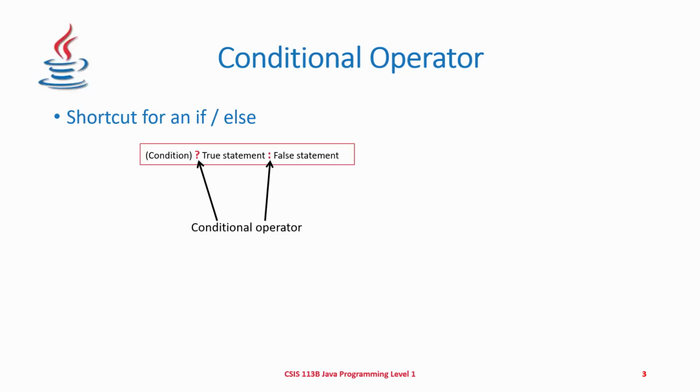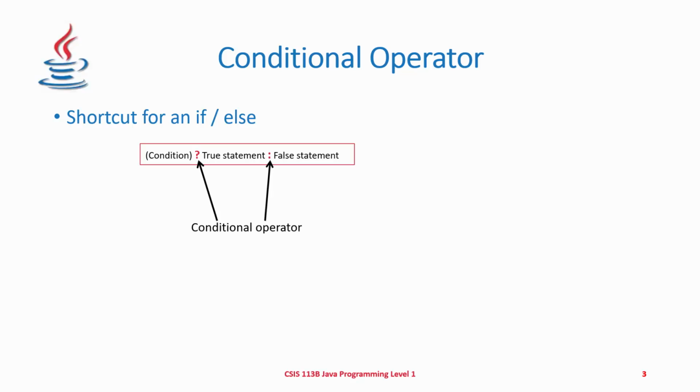So here is the conditional operator, a shortcut for an if-else. The idea here is that we just simply put the condition in a set of parentheses. Notice there's no keyword before the condition, no if before the condition. The condition inside of the parentheses is followed then by a question mark symbol. Then we type out, if the condition is true, the statement we want to run. If it is true, that's followed by a colon and then the false statement.